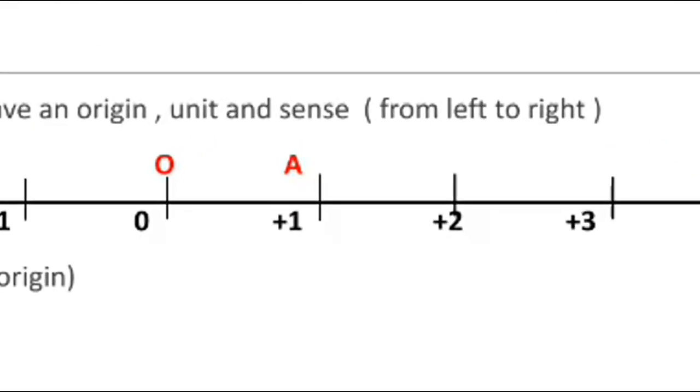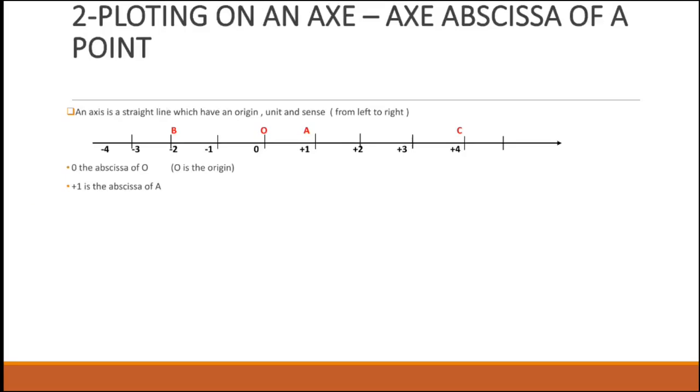As we said, 0 is the abscissa of O, since O is the origin. A is plotted on plus 1, so I can say that the abscissa of A is plus 1. The abscissa of B is minus 2. The abscissa of C is 4, depending on where we placed the letters on the axis.